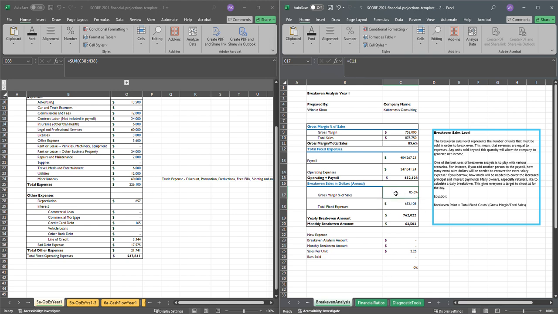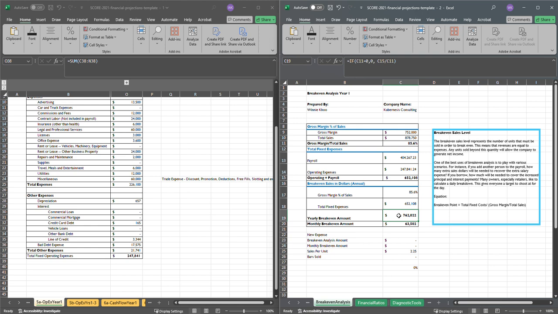So we've got 85.6%, which is the gross margin percentage, over the total fixed expenses. And the calculation here is, okay, this is the total fixed cost, the dollar value, divided by that gross margin percentage. So this break-even analysis shows that in order just to break even for the year, we would have to sell $762,000 or generate this amount of revenue just to break even, to cover all of the costs.